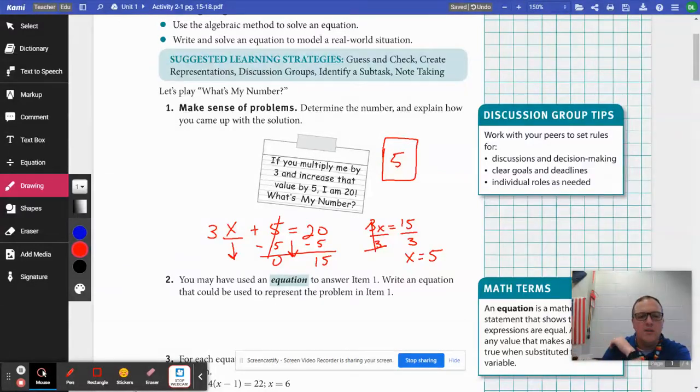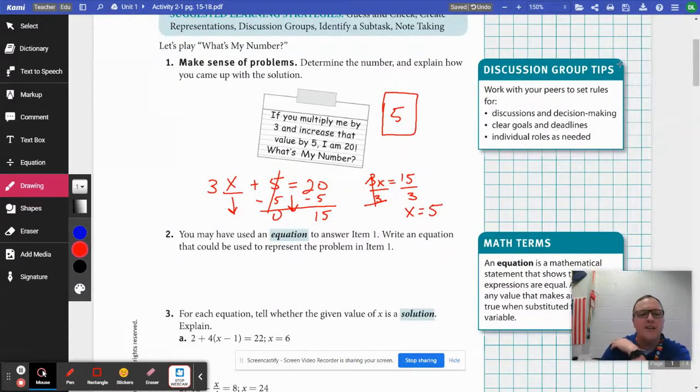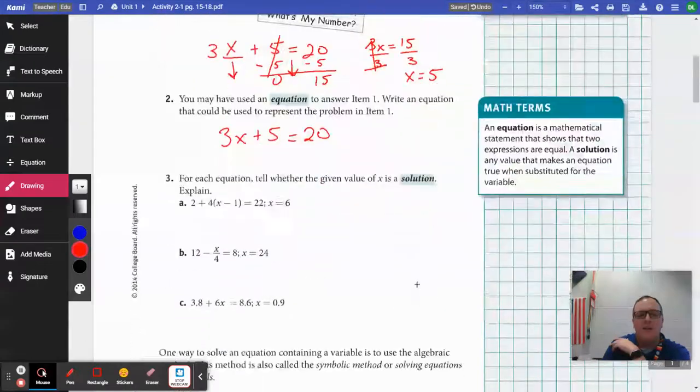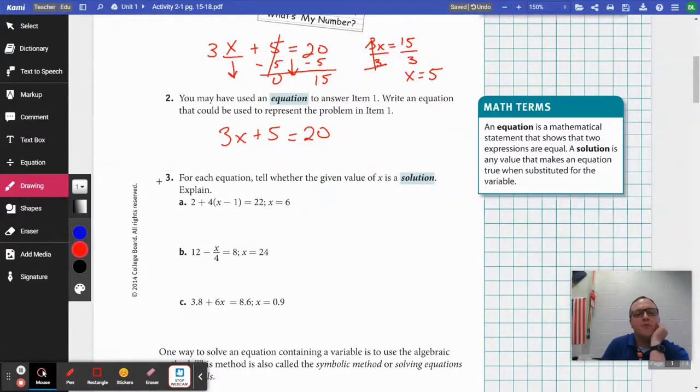Number 2, it says you may have used an equation to answer number 1. Write the equation that could be used to represent number 1. 3x plus 5 equals 20. For each equation, tell whether the given value of x is the solution. Explain. Okay, so for each one, for number 3, they give you what x equals, and so you just have to plug it in and work it out.